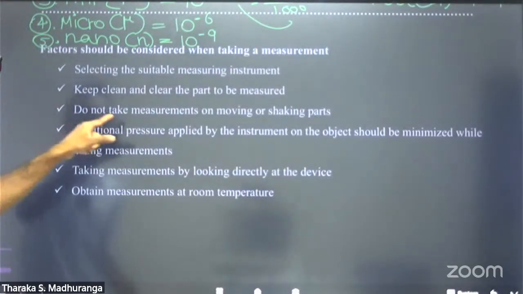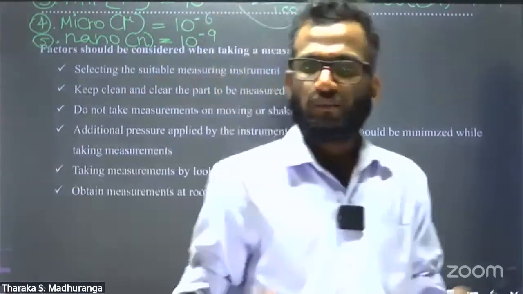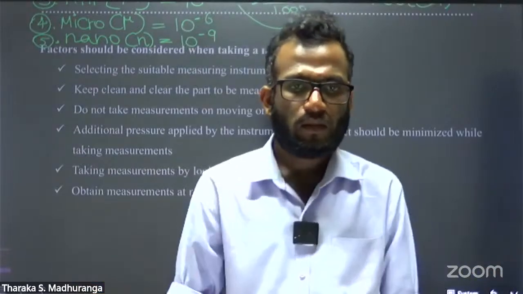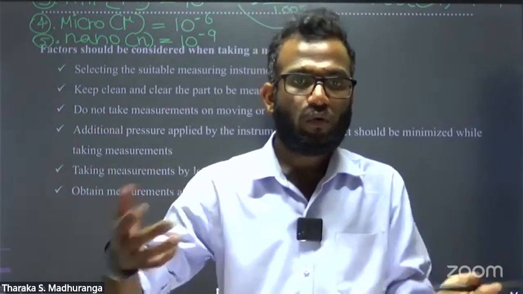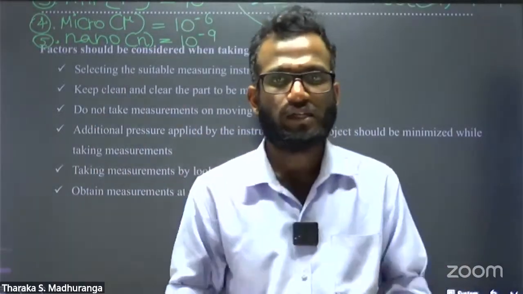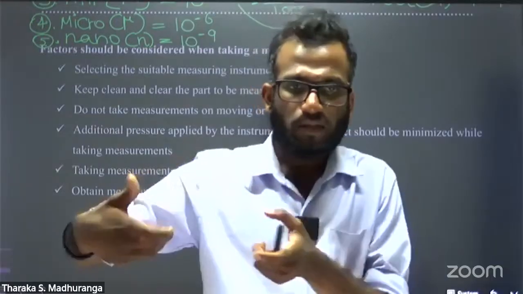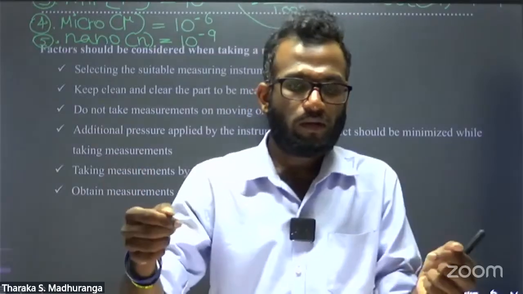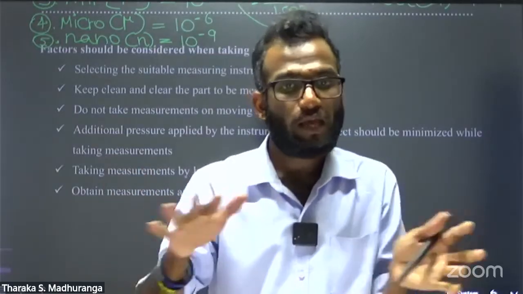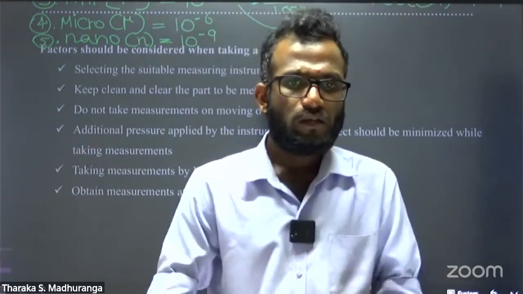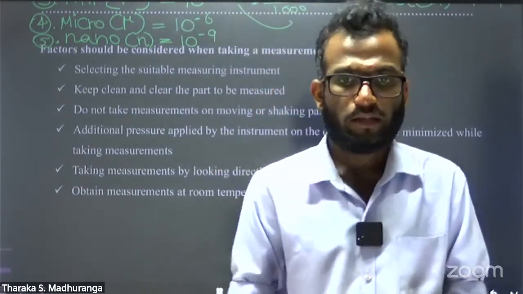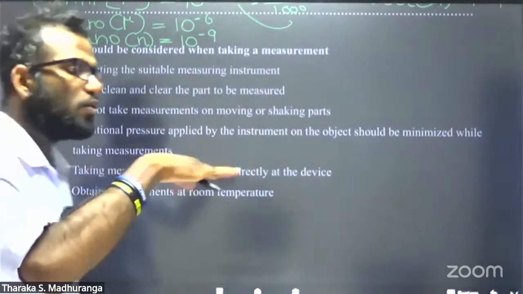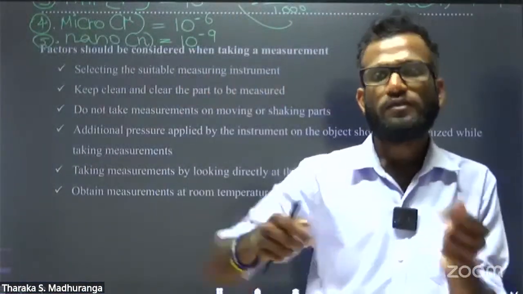The third one is don't take measurements on moving or shaking parts. Moving parts means any object that moves or rotates; many machine and engine parts move with less friction. If you measure a moving object without fixing it, errors can come and the measurements can be inaccurate. Therefore, the object first needs to be fixed, and after that you take the measurement.